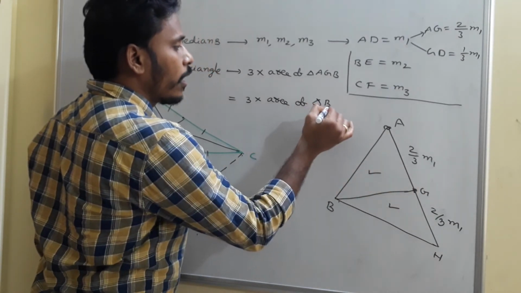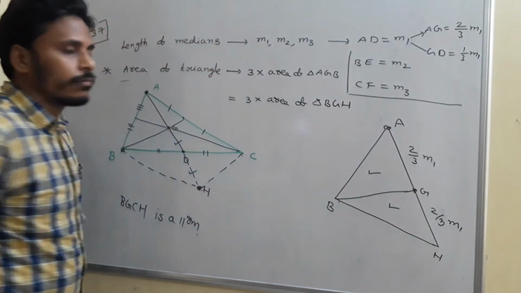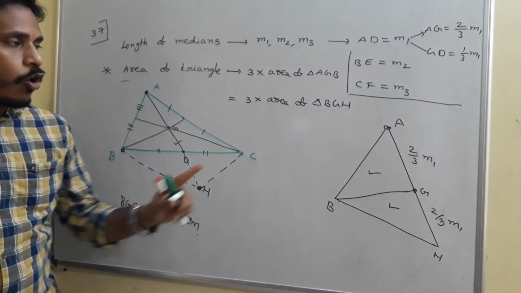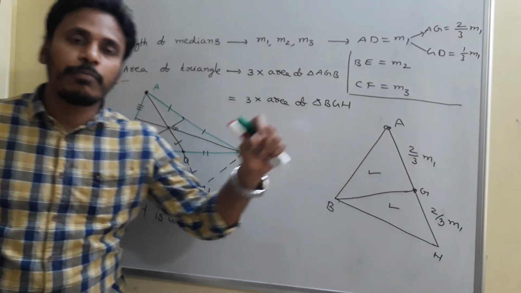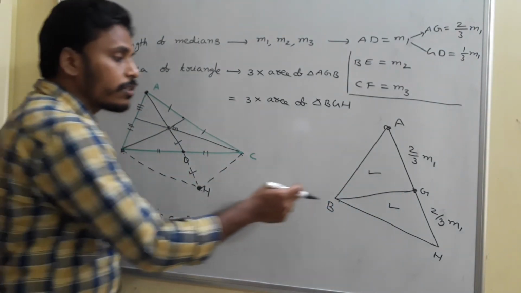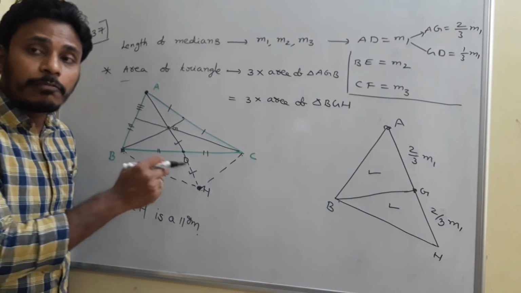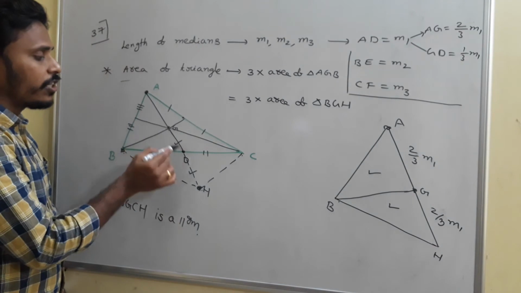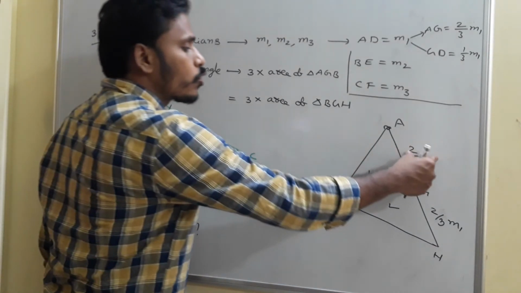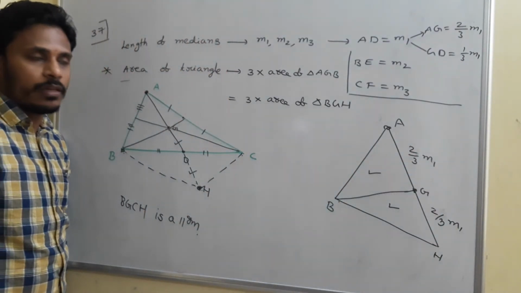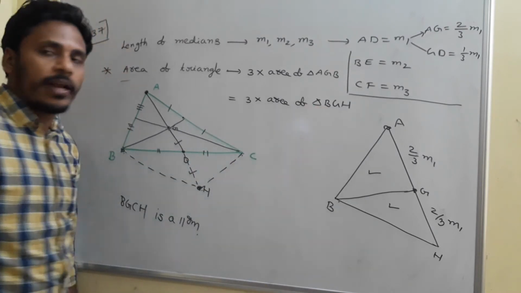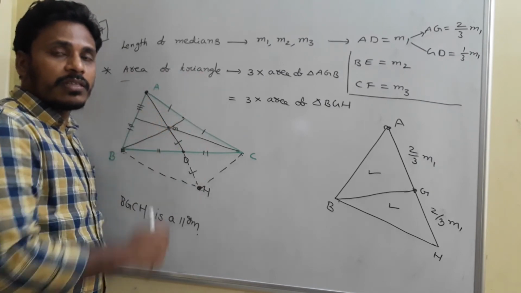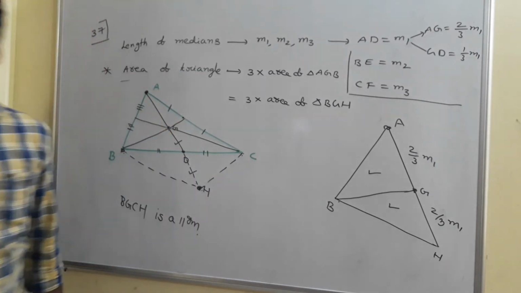You need to take it like this: BGH. Why? Because these two are equal, AGB and BGH. The area of triangle AGB and the area of triangle BGH are equal just because BG is a median. And why is BG a median? Because we considered H such that GD is equal to DH, so that these two lengths are equal, 2 by 3 m1 and 2 by 3 m1. So this is 3 into the area of triangle BGH. Now finding the area of the given triangle ABC is nothing but finding the area of triangle BGH.